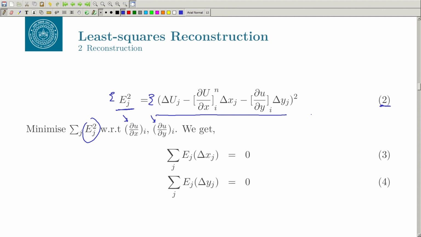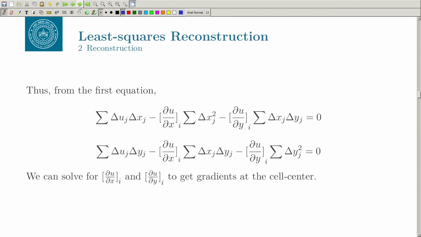So, when you differentiate del u by del x I, you will get delta x j, and when you differentiate with respect to del u by del y I, you will get delta y j, multiplied by your E j. So, you will get these two equations, E j delta x j and E j delta y j. Now, you can expand it and write it. So, this is your equations that we have.